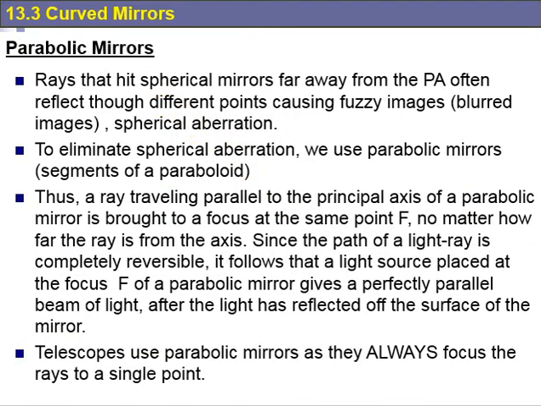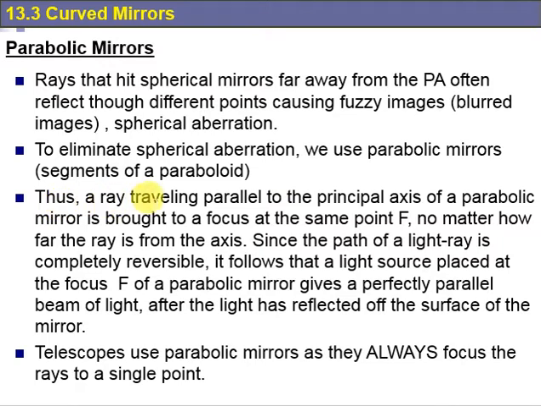Rays that hit spherical mirrors far away from the principal axis, PA, here I mean the principal axis, often reflect through different points, causing a fuzzy or blurred image. This is known as spherical aberration. But this happens with what? When using the spherical mirror. To eliminate or avoid this spherical aberration, we said we will use parabolic mirrors.